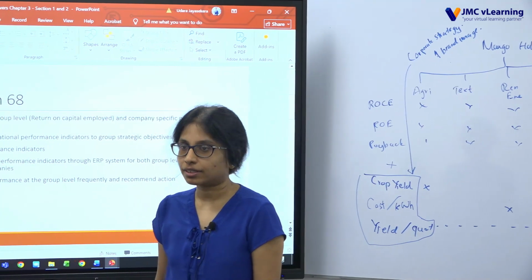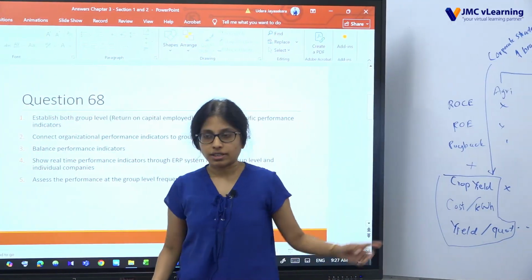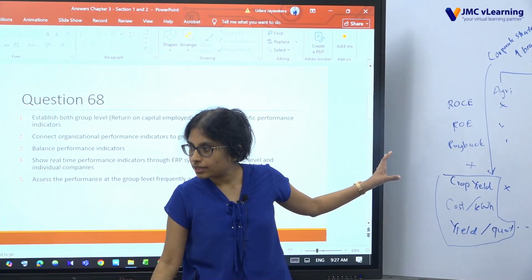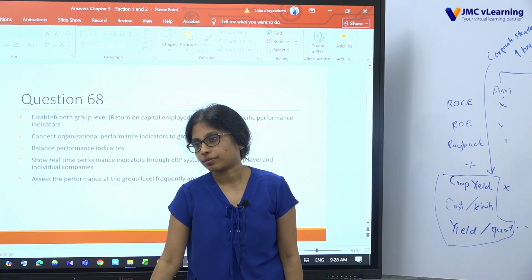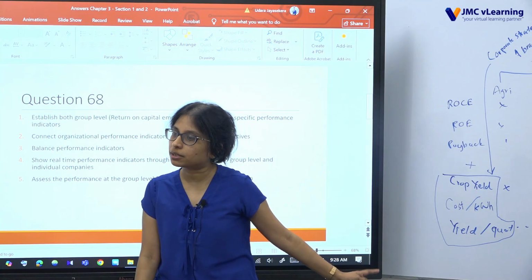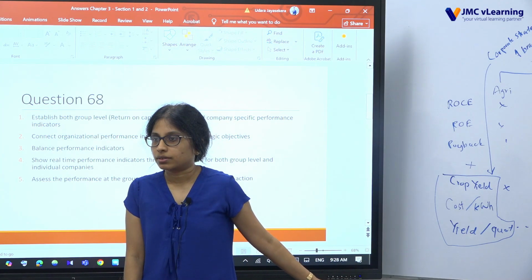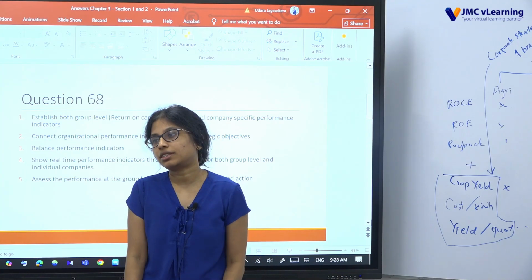Got it? Yeah? Right. Next one, balanced performance indicators. There has to be proper financial indicators and non-financial indicators as well. Everything cannot come from income statements and balance sheets. That will be financial indicators, no? There has to be some operational indicators also.